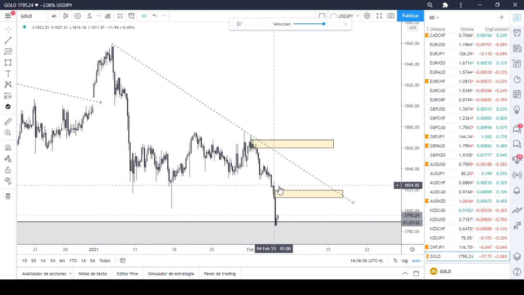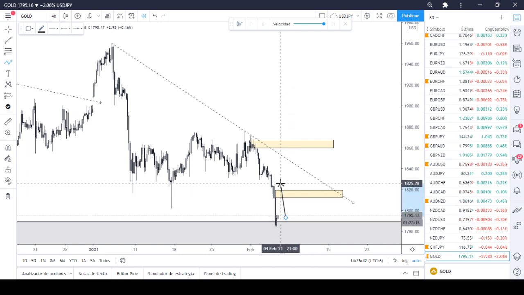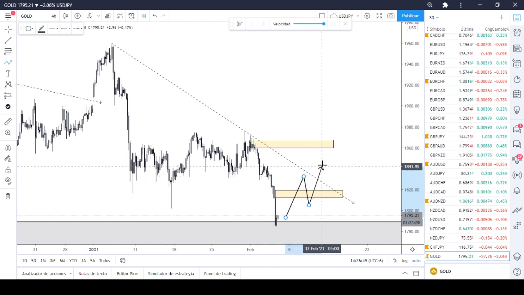When the supply zones are removed, basically I'm expecting a movement like this. Once this level is taken out, good. That's like the first part of the confirmation. Then let's see a retracement and probably a supply.